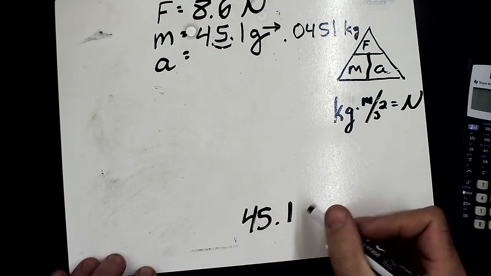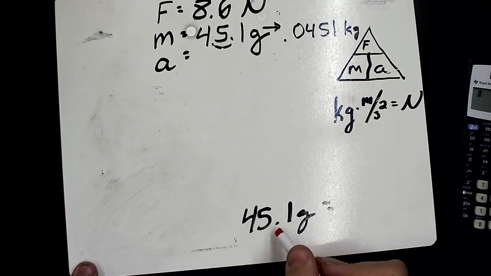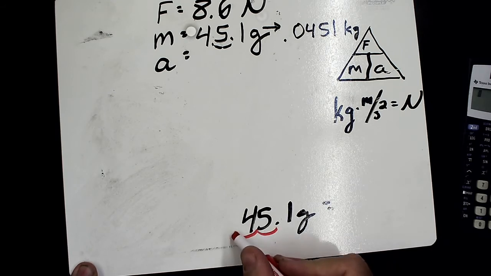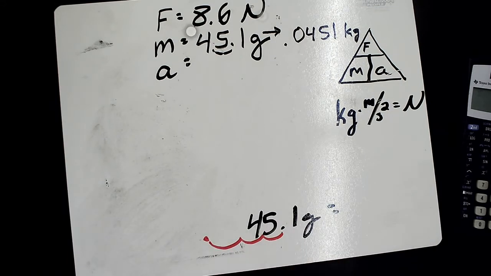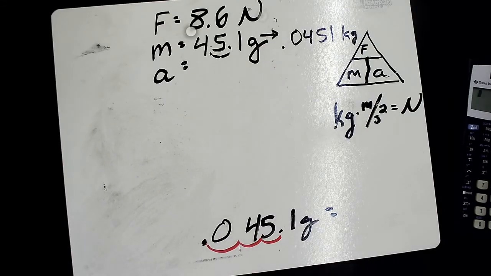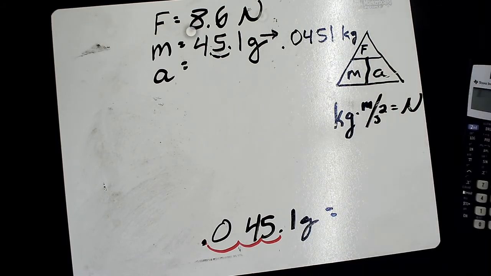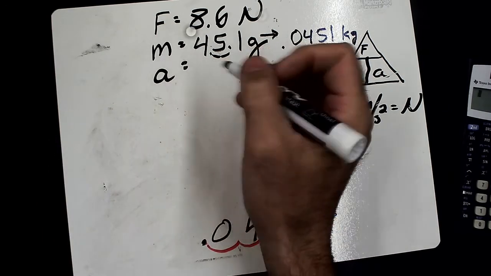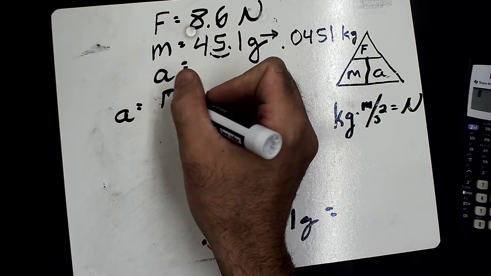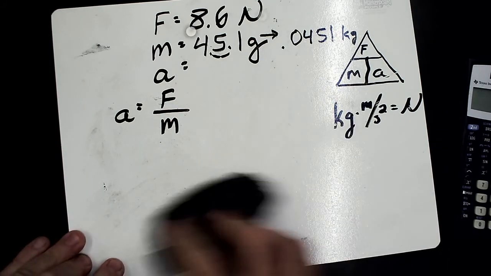Here, I'll show you down here. 45.1 grams equals, got my little bouncy ball here, the decimal: 1, 2, 3. Put an egg in the cup. So it's 0.0451, and that is the number we're going to use. In order to solve for acceleration, I need force divided by mass. So I write my equation: acceleration equals force divided by mass. Then I'm ready to work.